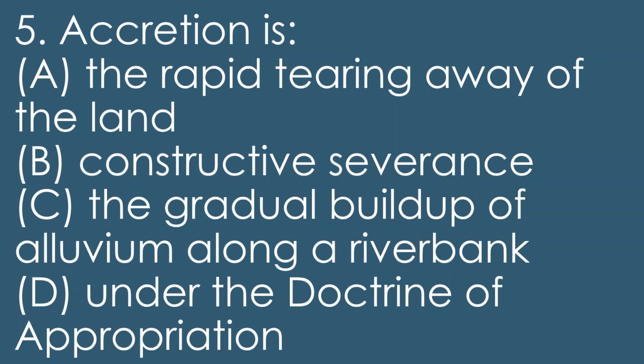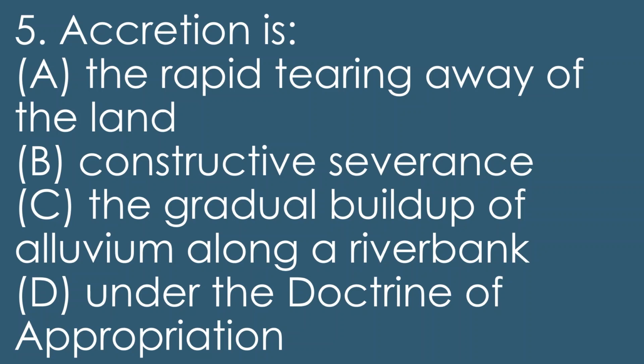The gradual buildup of alluvium along a riverbank. Yes, because I was talking about the gradual buildup of soil along a riverbank. And alluvium is basically the soil, the dirt, those brown particles floating along the river that actually attaches to the riverbank and creates this gradual buildup of land. So that looks to be the correct answer.